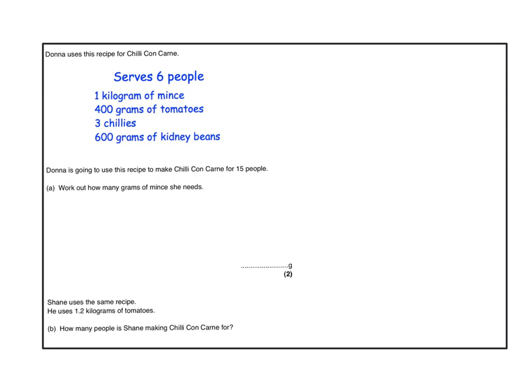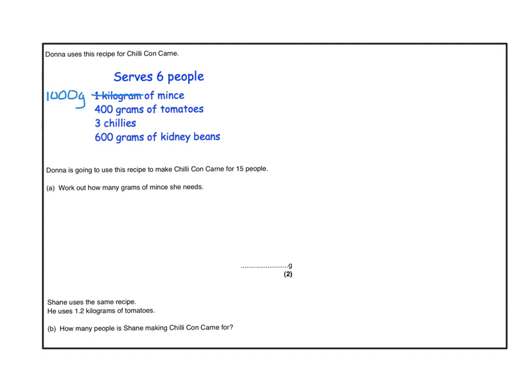Now the first thing I'm going to do is notice that these aren't all in the same unit. So I've got 3 chilies, 400 grams, 600 grams. Now this kilogram I'm going to change so it's in grams, just so we've got a bit of consistency and we're not going to end up with any decimals at some point. So we've got 1 kilogram is 1,000 grams.